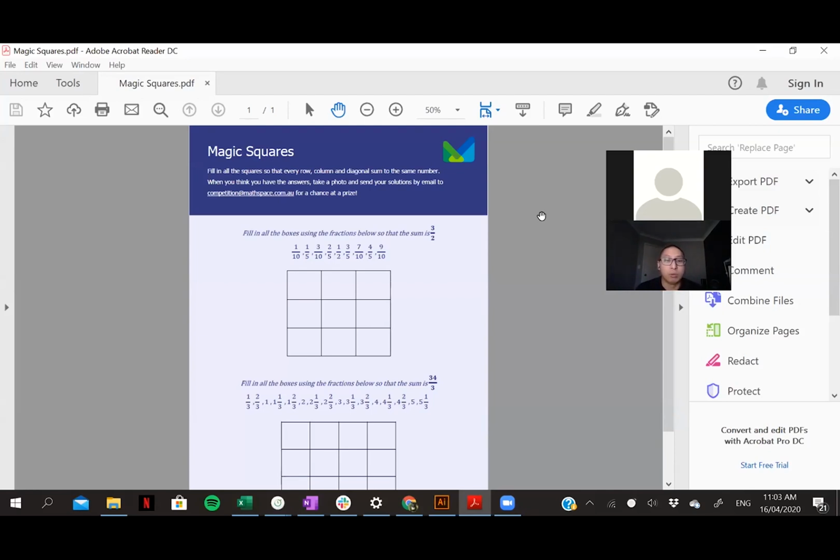If you have any questions, I guess you can send them to competition@mathspace.com.au, but really we don't want your questions there. We want your answers. So get whatever your answer is, whether it's on the sheet or on a separate piece of paper, or electronically, and send it via email to competition@mathspace.com.au.